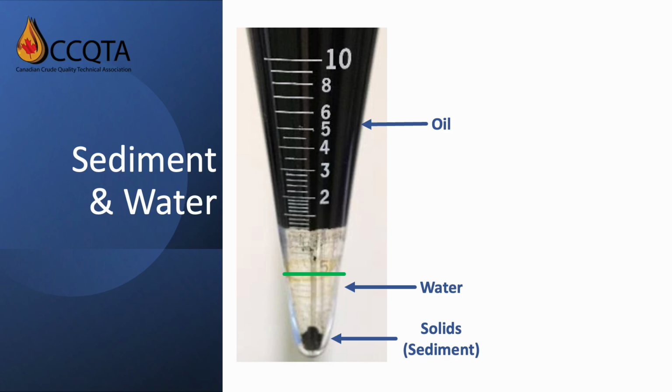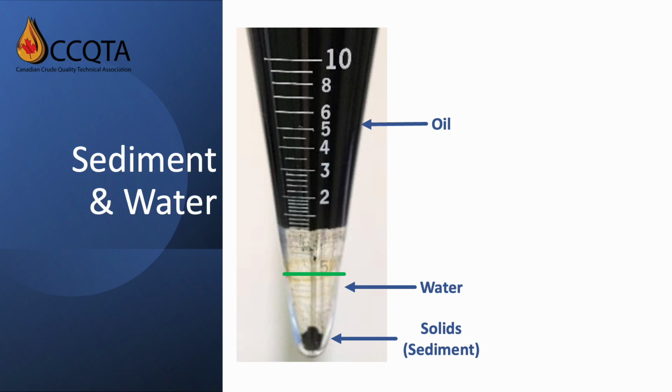What I want to highlight with this first image is that the S&W is intended primarily for water, with solids making up a small component of the S&W, not the other way around. If this crude contained 0.5% solids, the impact to pipelines and refineries would be severe.